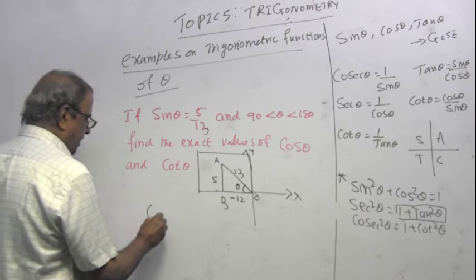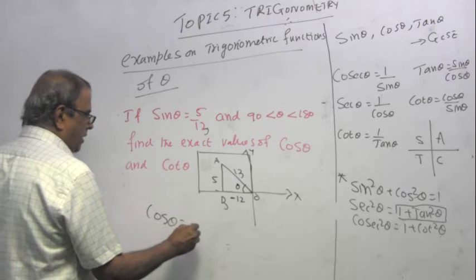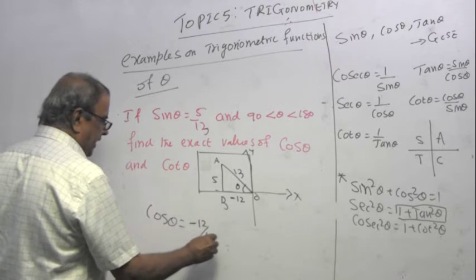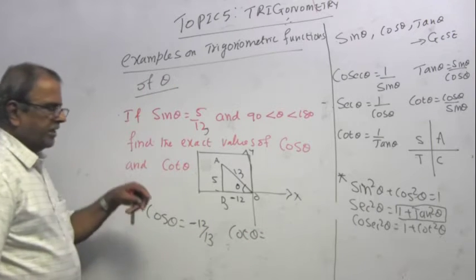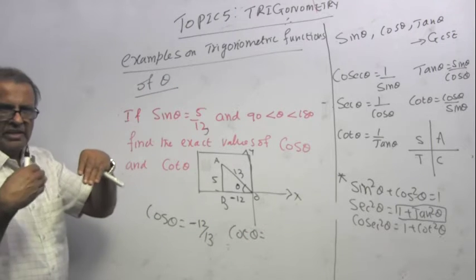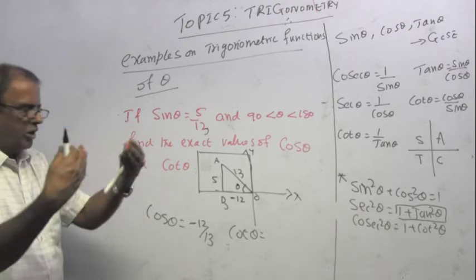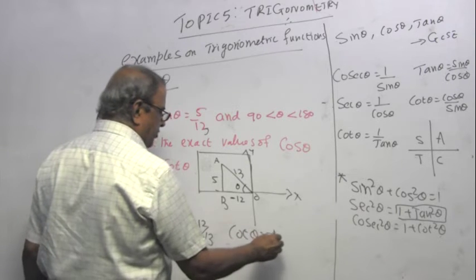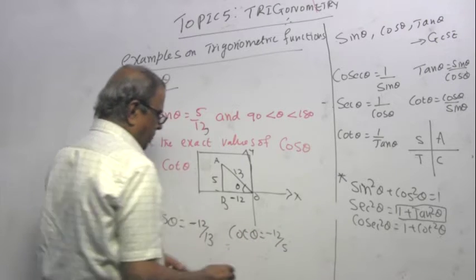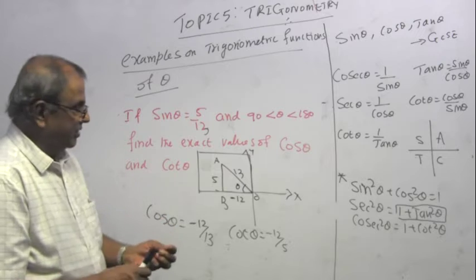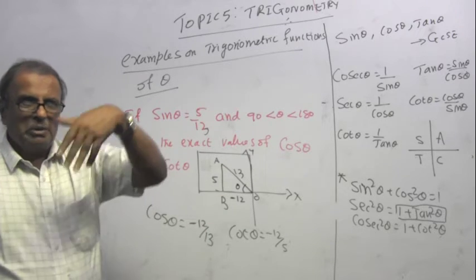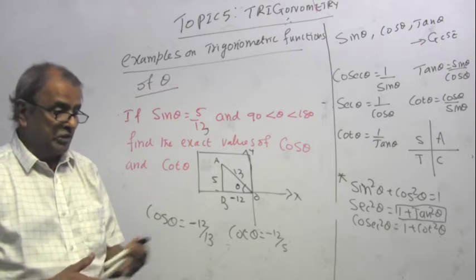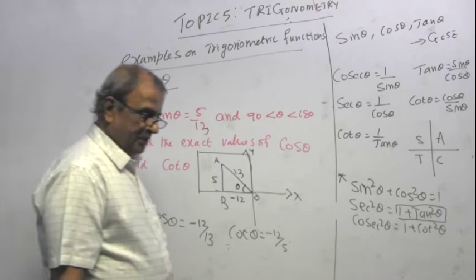So cos theta equal to minus 12 over 13 and cot theta. Cot is, look, tan is opposite over adjacent. So cot is adjacent over opposite. Adjacent is minus 12 over opposite is 5. So that's how sometimes these questions come for 2-3 marks in the beginning of your AS paper, sometimes in an A2 paper. Alright?